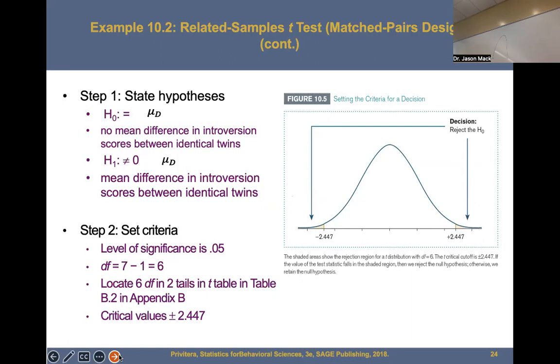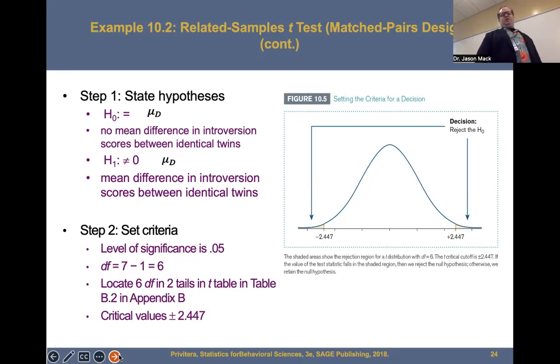So, standard hypothesis. The null hypothesis is no mean difference in introversion scores between identical twins. The alternative hypothesis is that the mean difference is not equal to zero. That's why it's two-tailed. The level of significance is 0.05. Degrees of freedom is 7 minus 1, so we had 7 pairs to get 6.